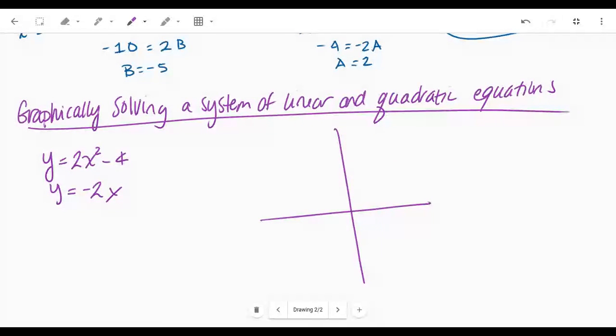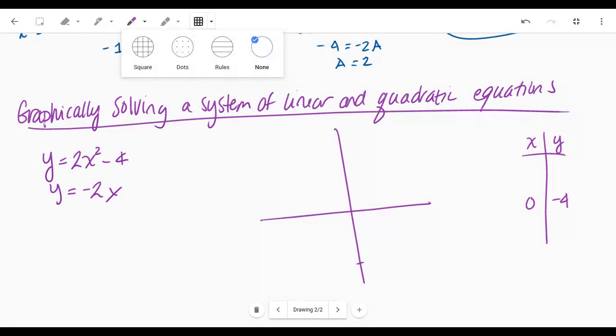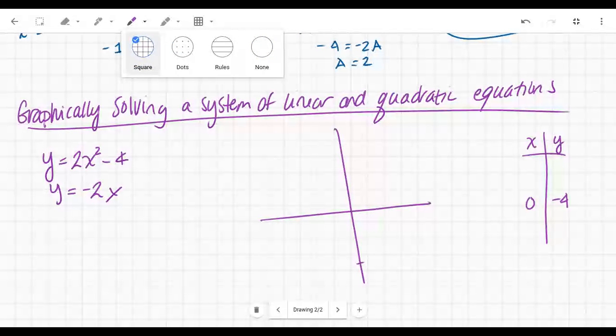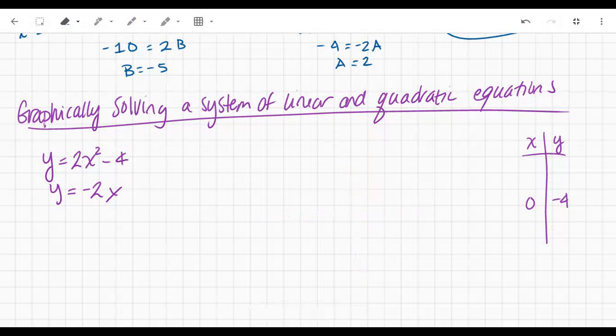But in our parabola, if x is, the easiest thing to start with is 0, then y is negative 4. So we can do, oh, you know what? I'm going to do my background here as a grid. There we go. Okay, so then I can do this a little bit better. So on my parabola, I have 0, negative 4.